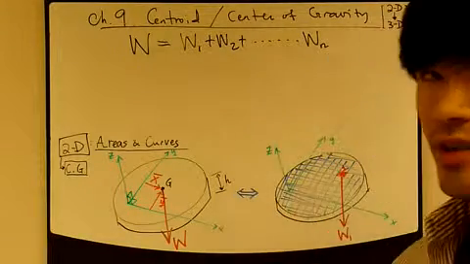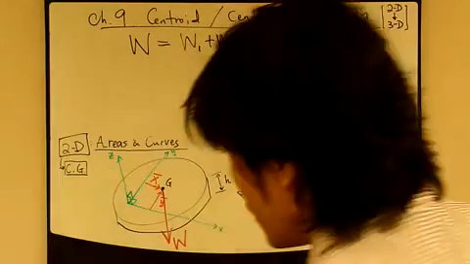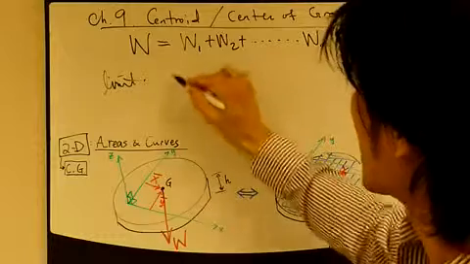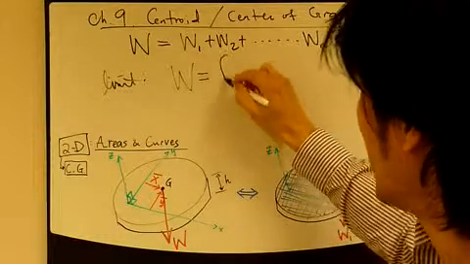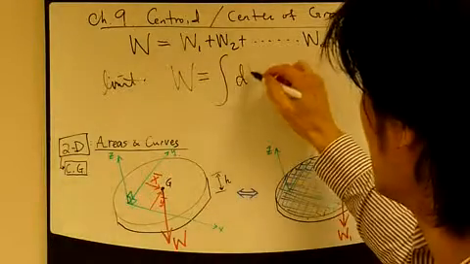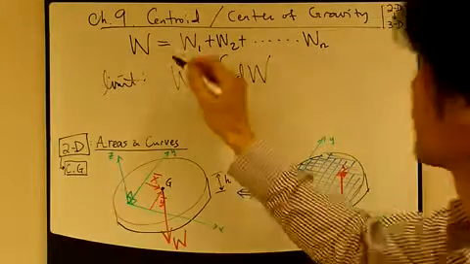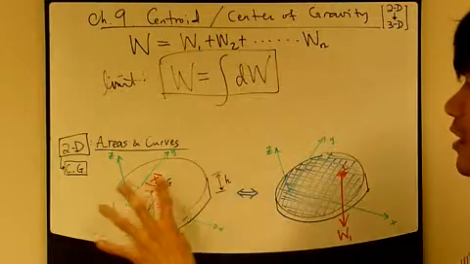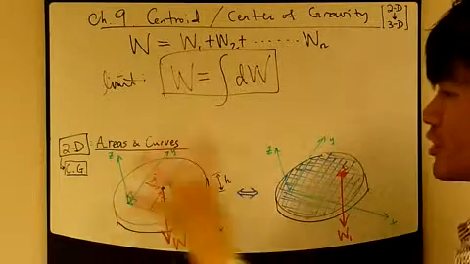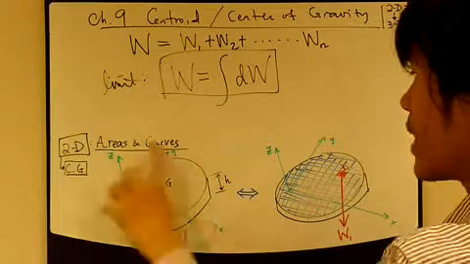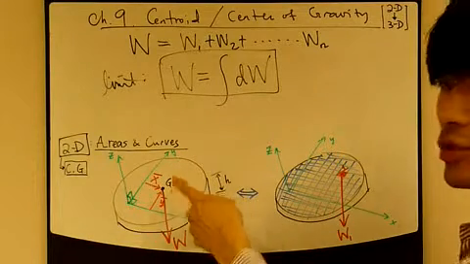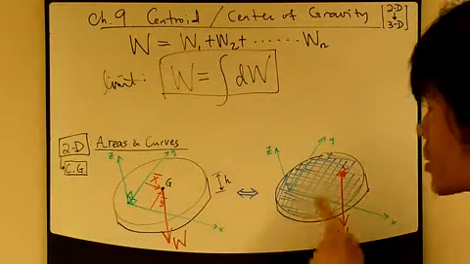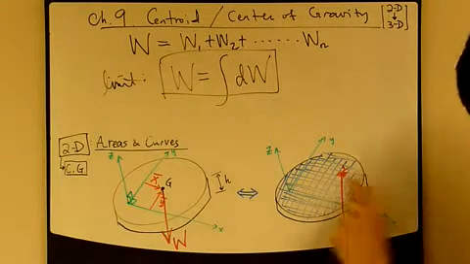N is some huge number. It doesn't matter here. Now when you take the limit, W becomes the integral of dW. So this relation will be equivalent to these two pictures right here. The total weight applied through this point G, which is the center of gravity, is equal to the integral of each of the individual weights.